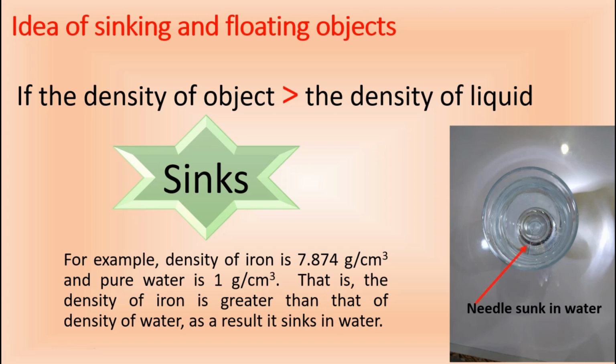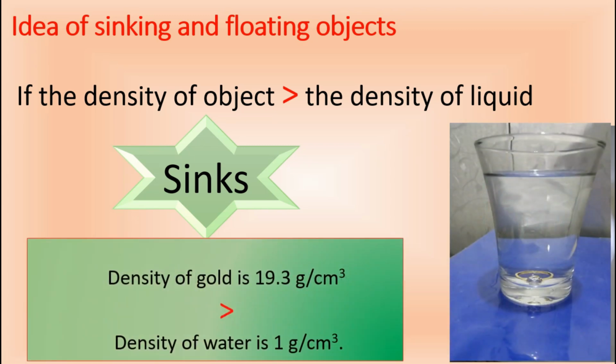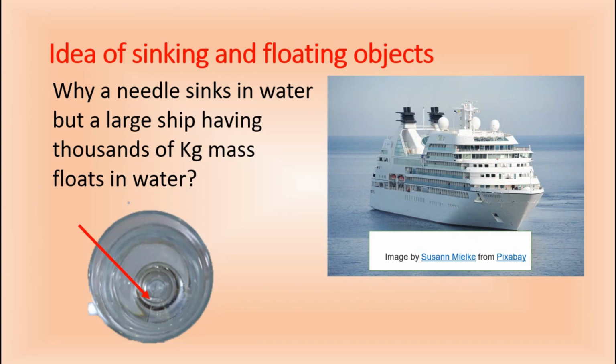Similarly, the density of gold is greater than the density of water, which is 19.3, while water is 1 gram per centimeter cube, and that is why there is a gold ring inside water. It is sunk. The floating of a big ship and the sinking of a small needle can also be explained on the basis of forces acting on these objects.